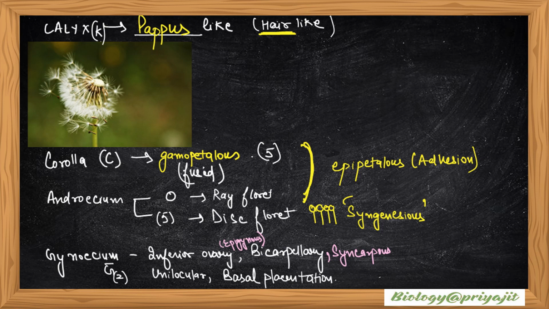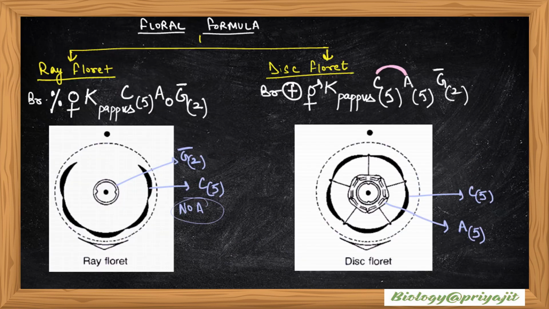The gynoecium, here you can find epigynous condition and the ovary is inferior type. Bicarpellary gynoecium, syncarpous, unilocular and basal placentation is found in them. Floral formula, in case of ray floret, the flower is bracteate, zygomorphic, female flower. The calyx is called pappus. 5 fused petals are there within corolla. No androecium is found. 2 fused gynoecium is found and it is epigynous condition.